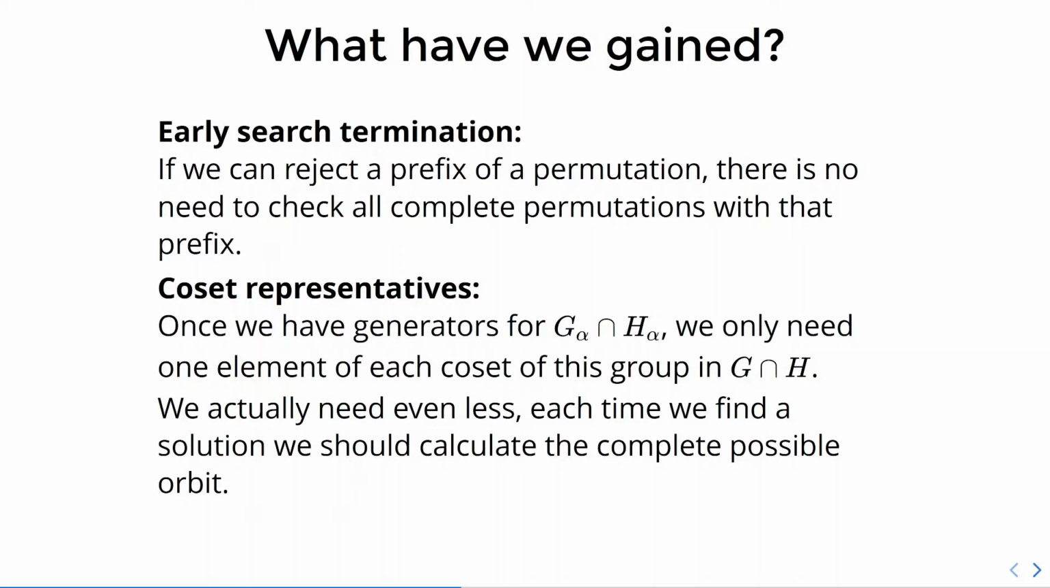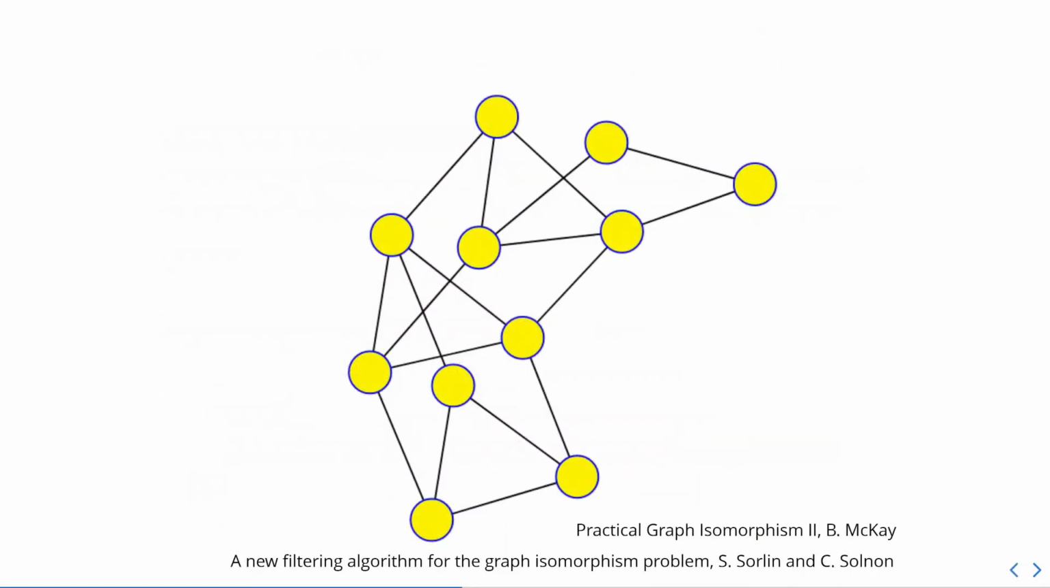Before I start talking about that, I'm going to take a very brief diversion and talk about graph isomorphism, because you'll remember Leon's paper said he was extending the ideas of McKay from graph isomorphism. So here's a graph. The best presentation of this is in Practical Graph Isomorphism 2. A bunch of people have done work applying this in constraints. So here's one paper, I think one of the newer ones, a new filtering algorithm for the graph isomorphism problem, but there's been a series of these papers.